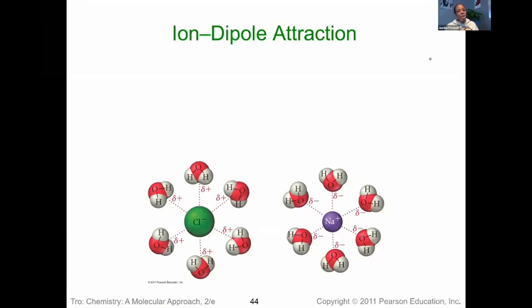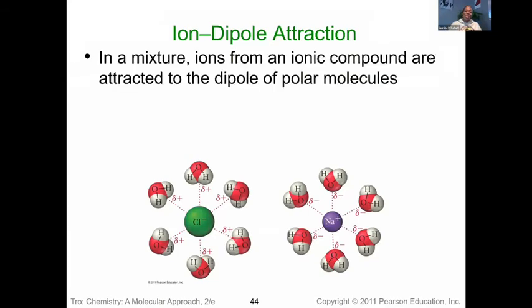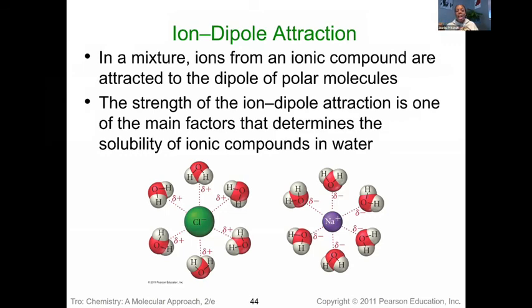Okay. All right, one more. The last intermolecular force that we're going to deal with is our ion-dipole attraction. Now, this happens when we're dealing with a mixture of ions from an ionic compound that are attracted to the dipole parts of a polar molecule. So think like salt and water. This is why salt and water can blend. The strength of the ion-dipole attraction is one of the main factors that allows us to have these soluble ionic compounds in water, where you end up with the anion region, the negative region, being attracted to the positive portions of your polar molecule, and the cation being attracted to the negative regions of your polar molecule. So again, this is ion-dipole.